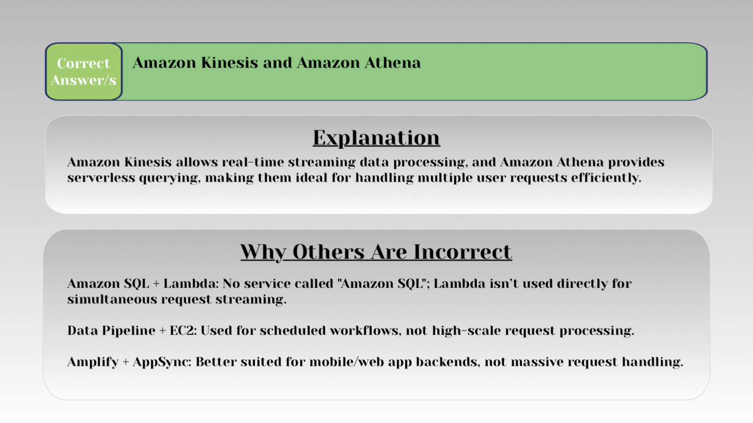user requests efficiently. Why others are incorrect: Amazon SQL plus Lambda, there is no service called Amazon SQL, and Lambda isn't used directly for simultaneous request streaming. Data Pipeline plus EC2 is used for scheduled workflows, not high-scale request processing. Amplify plus AppSync is better suited for mobile and web app backends, not massive request handling.